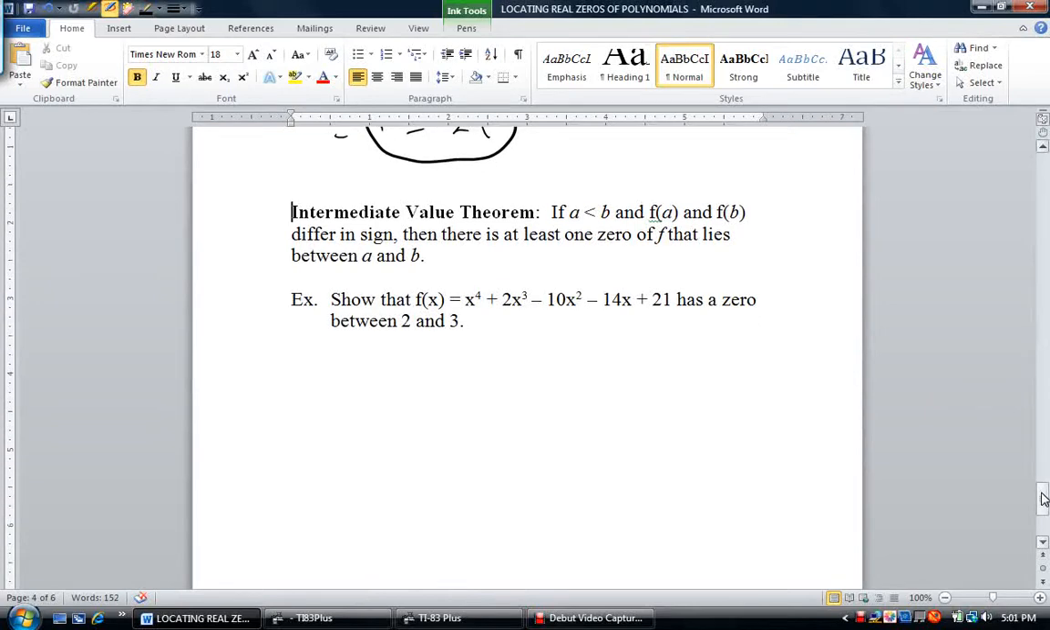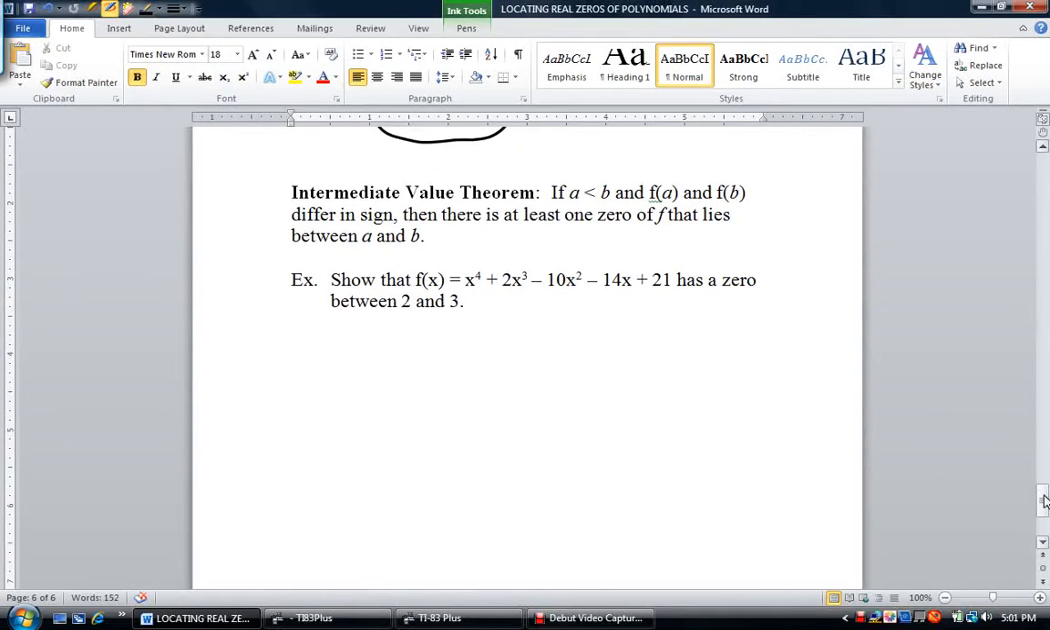The last thing we're going to talk about is the intermediate value theorem. What it says is that if you have two x values, and when you substitute those into the function there's a difference in the signs, then there has to be a zero. And here's what that means.